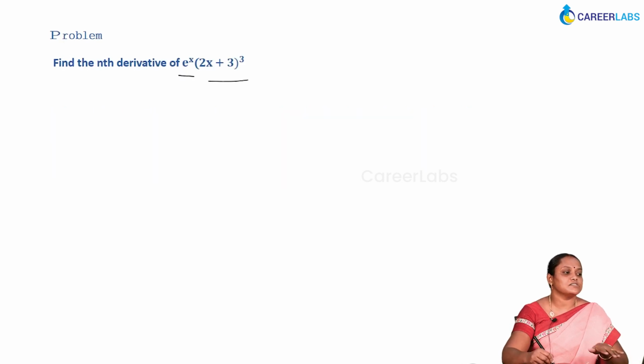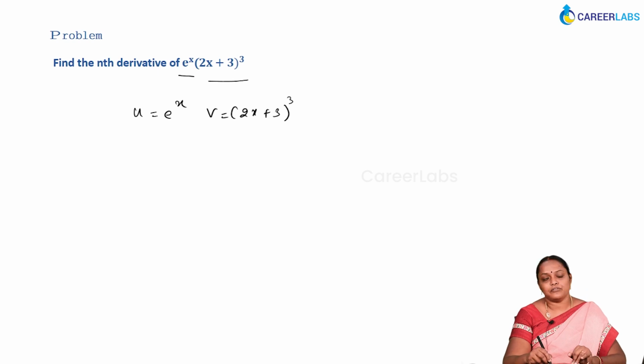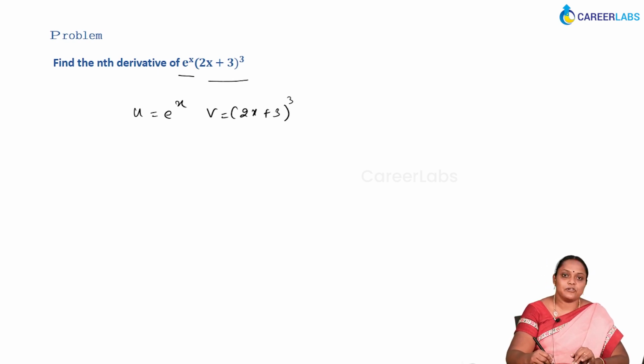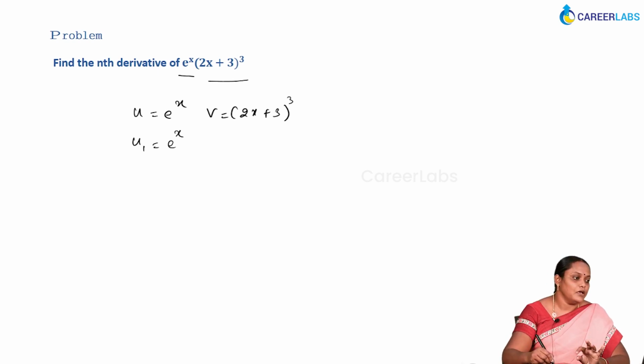So here you have two functions. Let me take u equal to e power x and v as (2x plus 3) the whole power 3. After certain steps v will become 0 when you differentiate. But u, what will happen? The nth derivative of u will remain as e power x itself. For example, u1, when you differentiate for the first time, is e power x. When you differentiate for the second time also, it is e power x. And if you go till the nth derivative, it is going to remain as it is.